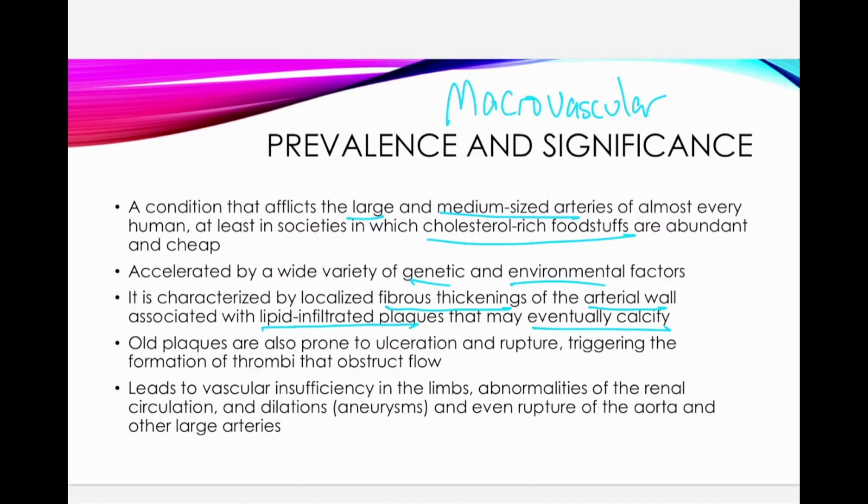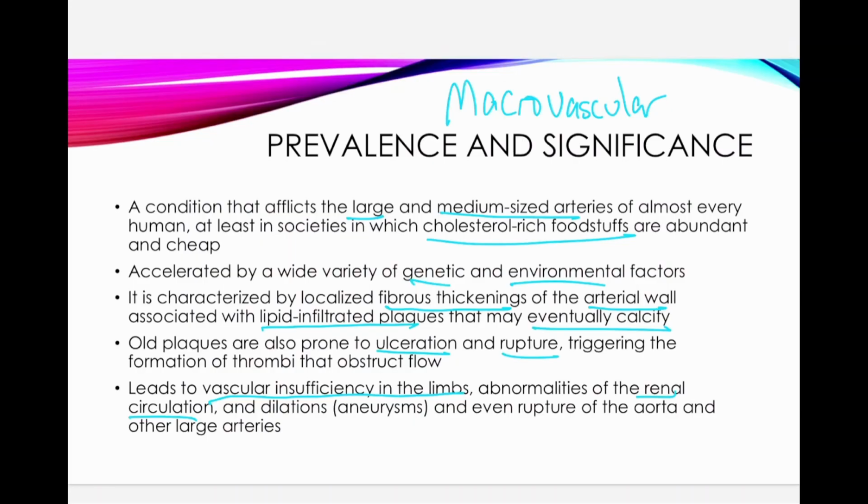Old plaques are prone to ulceration and rupture, and when they crack, all the formation of that thrombi, the repair is going to happen all over again, and now you can potentially occlude that vessel. So it leads to vascular insufficiency of the limbs. If it happens in the renal artery, renal circulation gets altered. So let's say you have atherosclerosis of the right renal artery. Let's say it gets occluded. So that right renal artery, there's no blood getting through, or there's less blood getting through than normal.